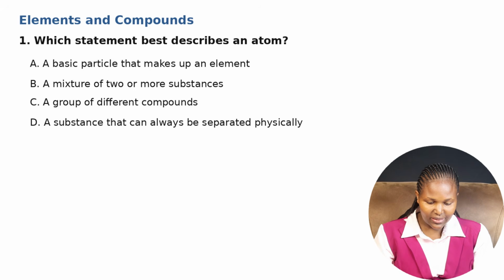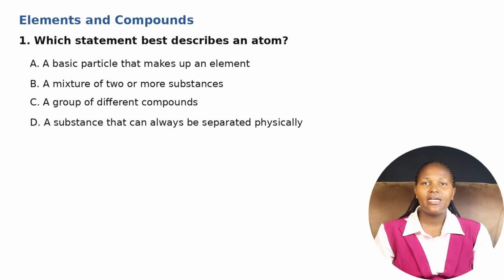For example, we'll start with elements and compounds for question 1. Now let us start. Question 1. Which statement best describes an atom? A. A basic particle that makes up an element. B. A mixture of two or more substances. C. A group of different compounds. And D. A substance that can always be separated physically.